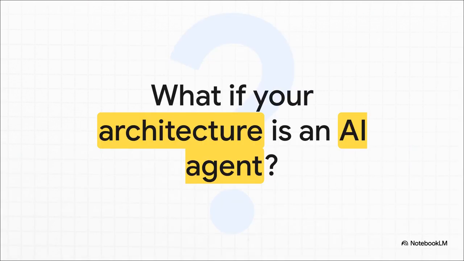You know, as an architect, your whole world revolves around predictable things: services, databases, APIs. But what happens when the core piece of your design isn't just a block of code, but an AI agent that can actually reason and act on its own? This isn't just some new feature we're adding on. It's a massive shift in how we have to think about architecture itself. It's a whole new ballgame.